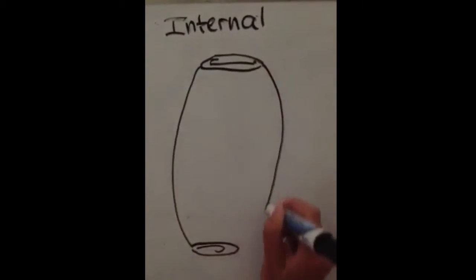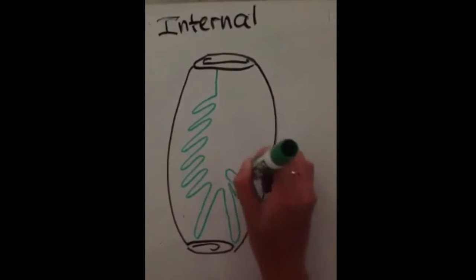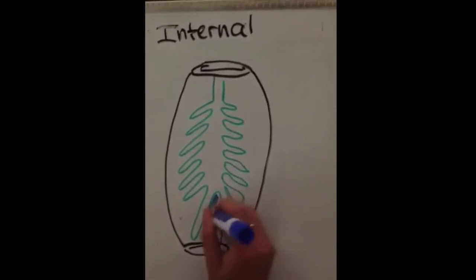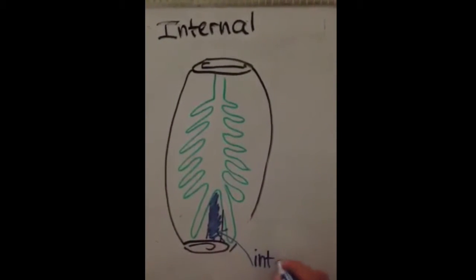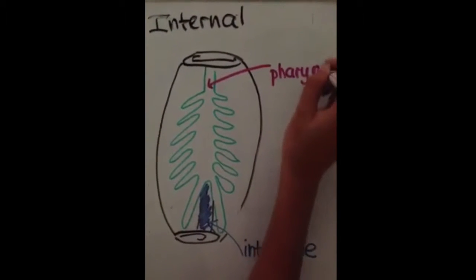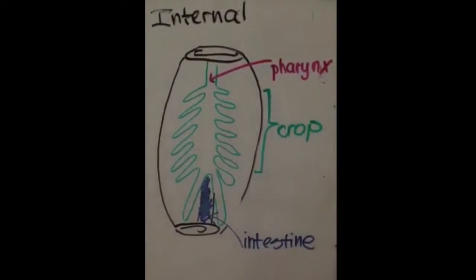Some of the most important internal organs include the pharynx, crop, and intestine. The pharynx branches from the sucker and transfers the blood through the crop and into the intestine. The crop is used to store food. The intestine contains a large number of side pockets called diverticula that allow the leech to store a large amount of blood from a single meal.